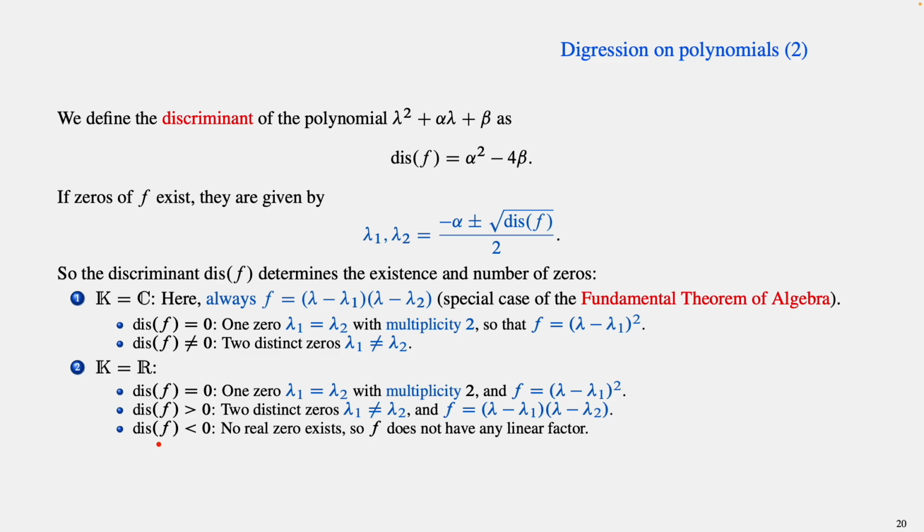However, if the discriminant of f is less than 0, this would get a negative sign, so it would not exist as a real number. It only exists in the complex numbers. So that means that no real 0 exists for f, and therefore f does not have any linear factor. So we cannot simplify it further beyond this quadratic expression here.